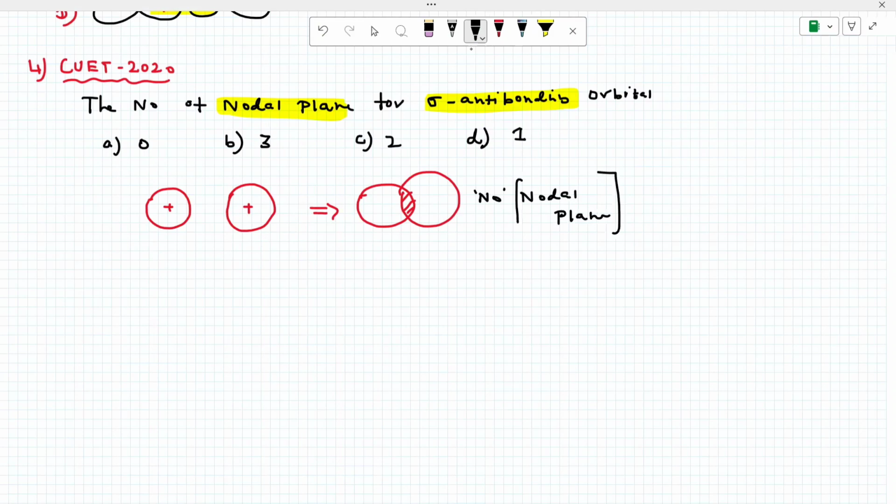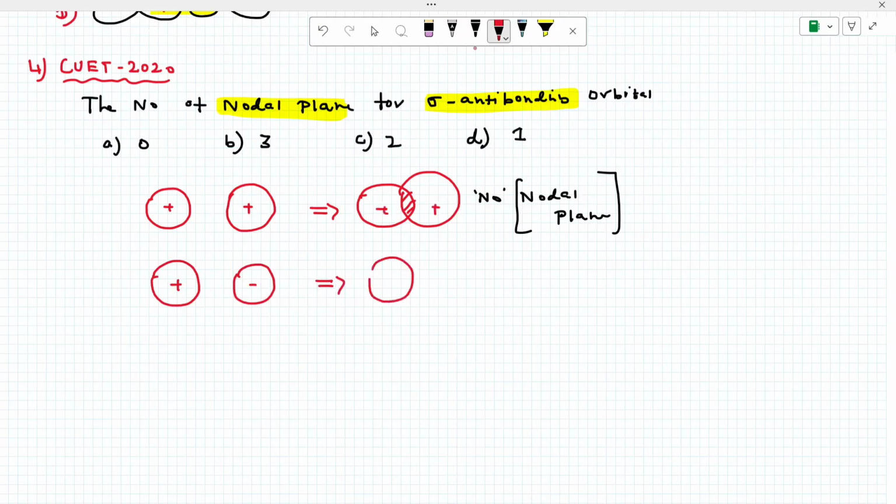Actually, what is a nodal plane? On that particular plane, the electron density is nearly 0. That is called a nodal plane. On the particular plane, line or surface, the electron density is nearly 0. Now, what is antibonding? One is plus and one is minus. They do not overlap, right? Plus with plus overlaps.